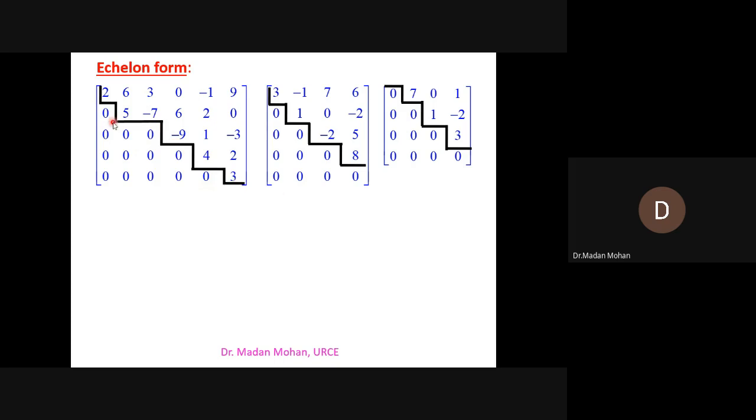If it won't increase, what happens? Here 1 zero, here also 1 zero. What happens? You are getting 2 steps. It is not echelon form. That's the definition of echelon form.